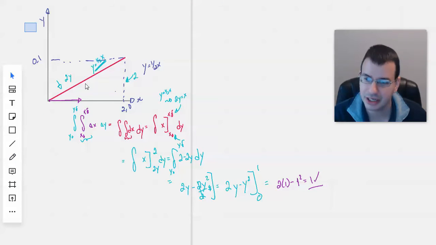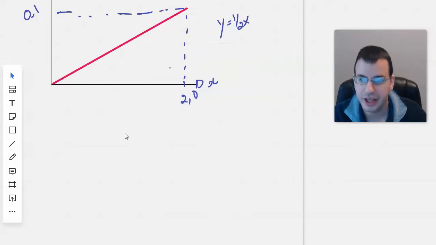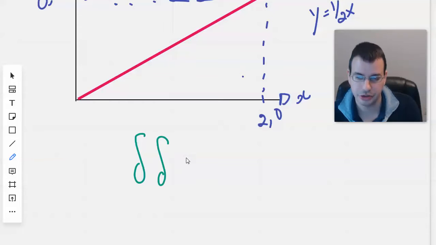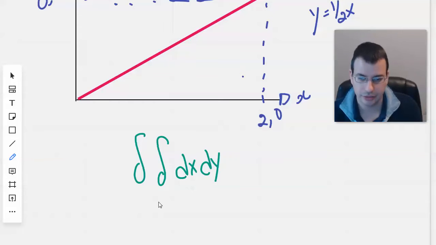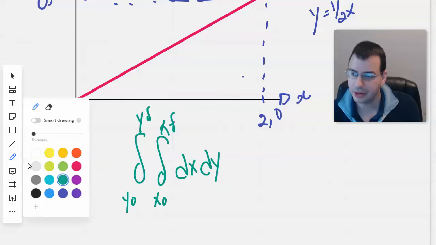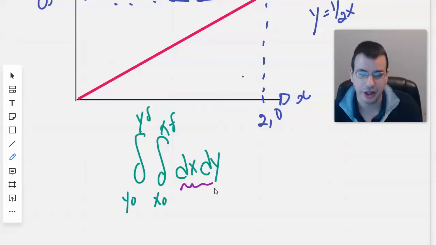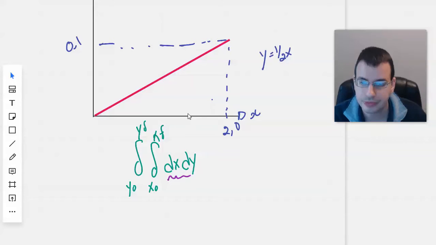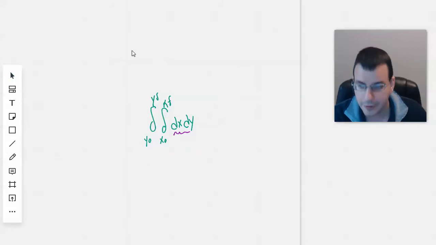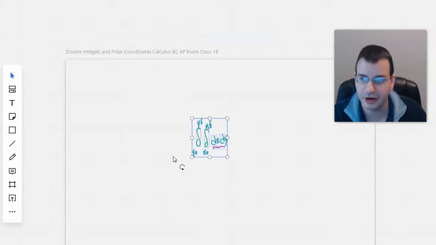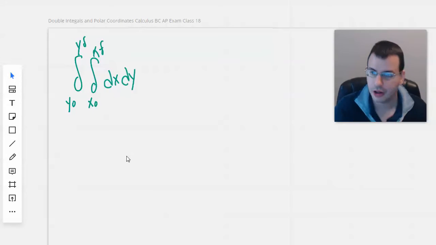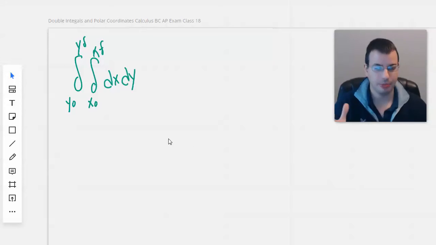So to backtrack slightly, to find the area under this curve, what we did was integral dx dy from x initial to x final, from y initial to y final. And the point that I'm going to draw attention to here is dx dy. And that's the general idea for how you'll find the area under a curve using double integrals.